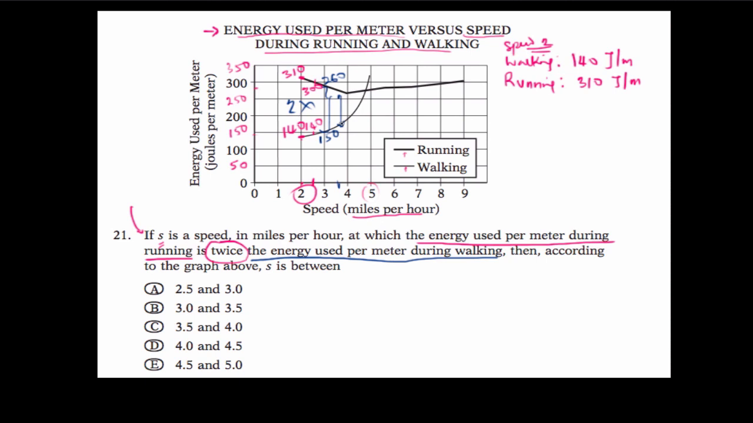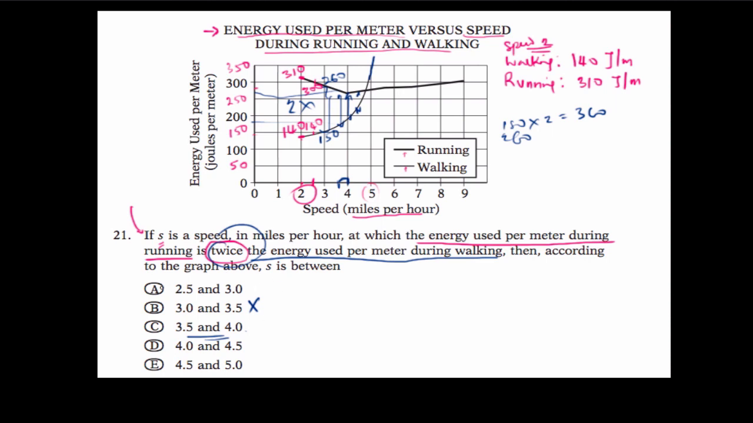And if you look at 3.5 here, walking corresponds to about 180, and running corresponds to around 260, which is not it, because twice 180 should be 360. So this cannot be the answer. If you go to 3.5 and 4.0, you'd observe the gap continues to reduce, and then suddenly the running overshadows walking, and then this relationship can't hold anymore.